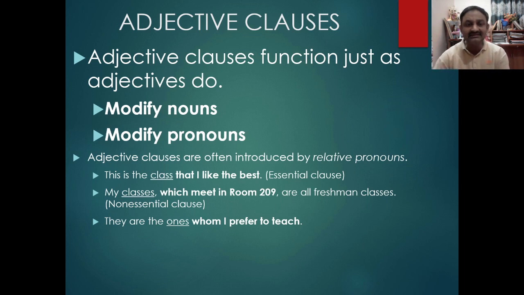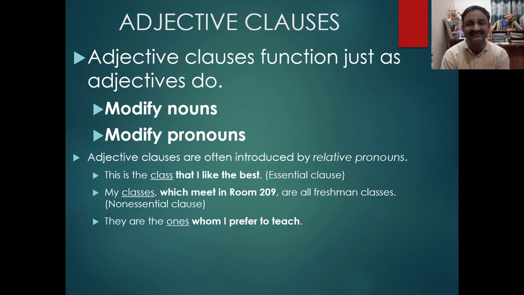This is the class that I like the best. It comes under the essential clauses. Adjective clauses have been categorized into two kinds. The first one is essential clauses and the second is non-essential clauses. So the sentences look like this: This is the class that I like the best. So the stress has been given on the class, which is underlined here.